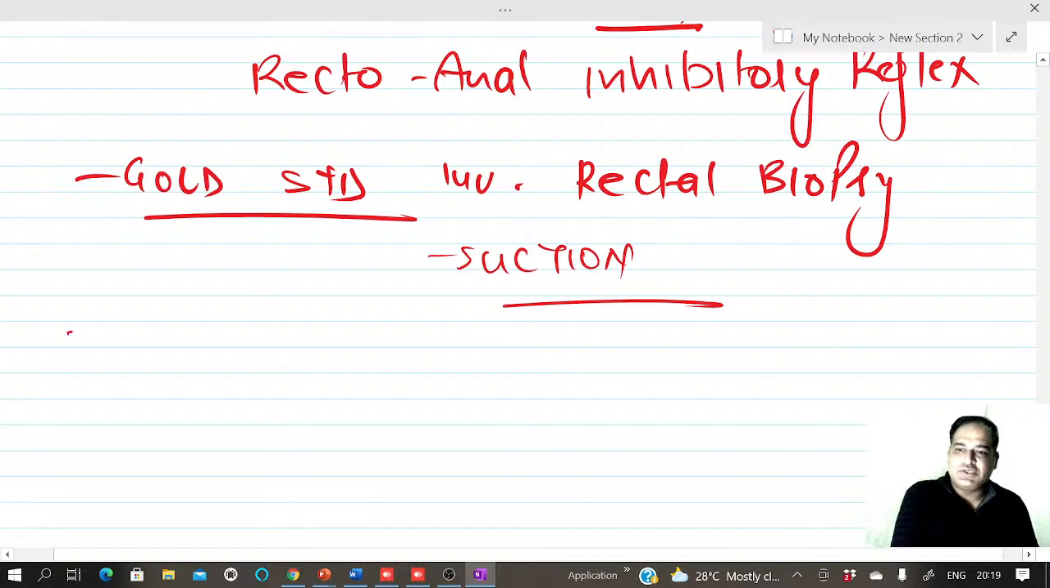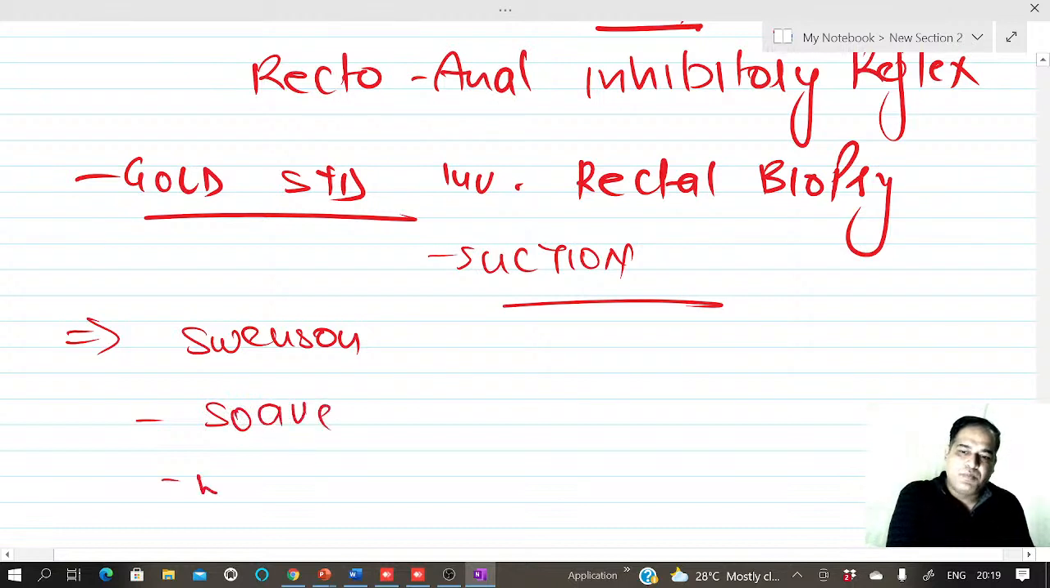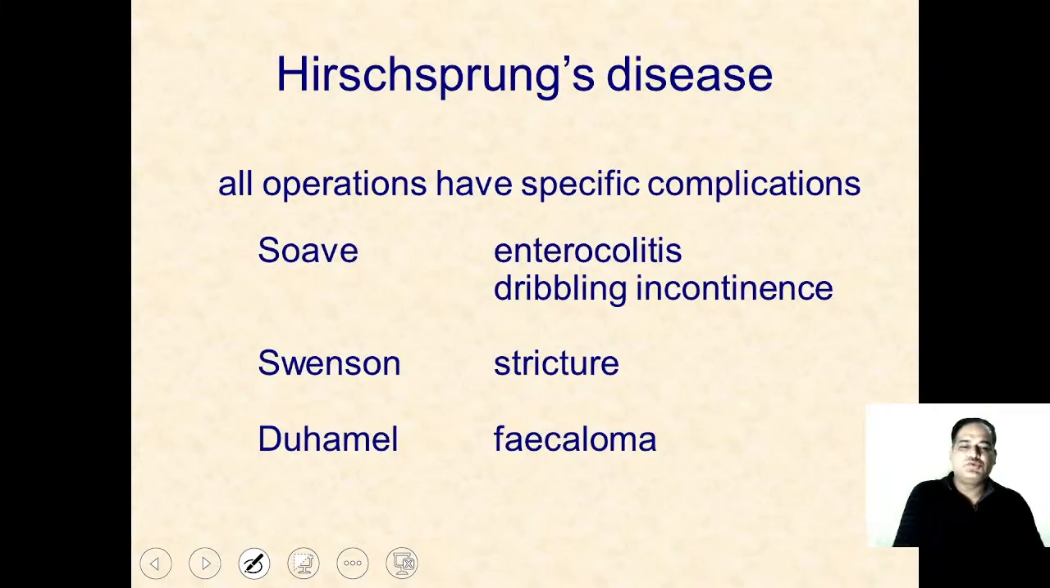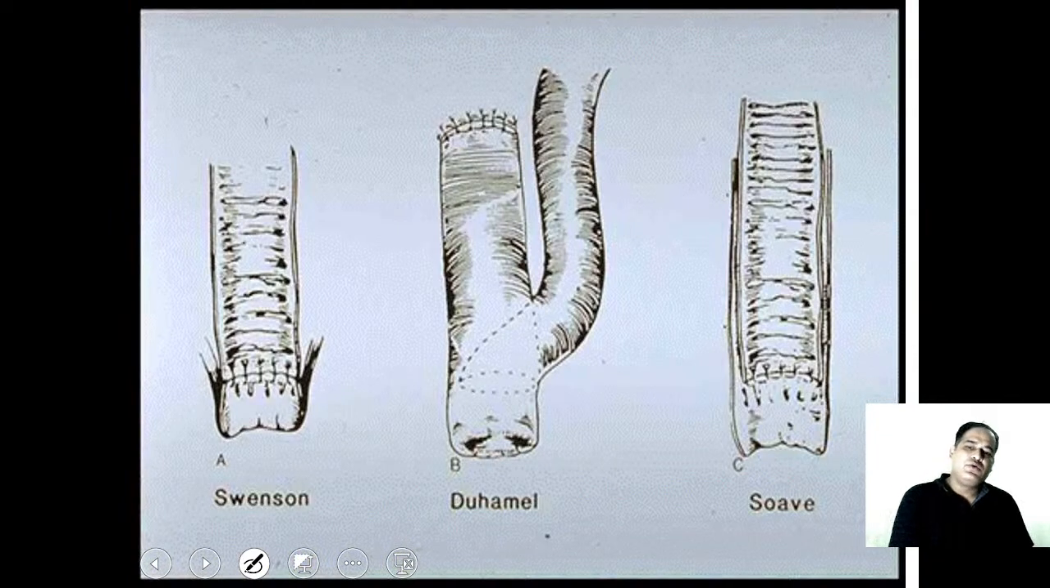Fine. So the surgical treatment options available are Swenson operation, Soave operation, and the Duhamel operation. Swenson, Soave, and the Duhamel operation. Right?